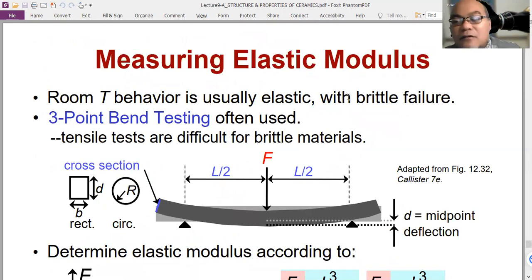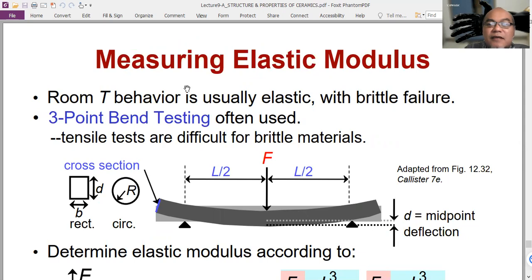So how to measure the elastic modulus of ceramics? In metal, because metal has a relatively lower Young's modulus, we can stretch the metal. We can then measure the elongation, the extension, delta L, and then we can measure the strain. The force can also be measured. Then we can calculate the Young's modulus, E equals sigma divided by epsilon. But with ceramics, it is very strong. The Young's modulus usually is very high.